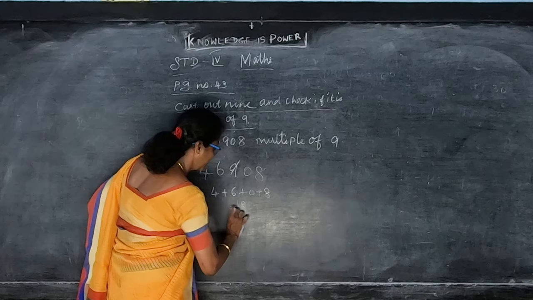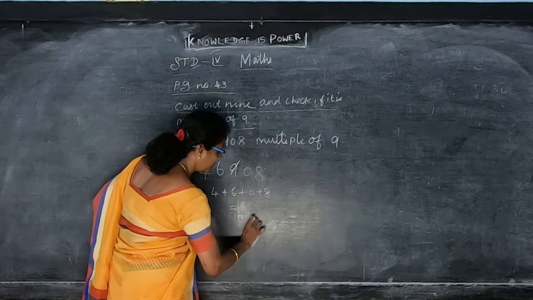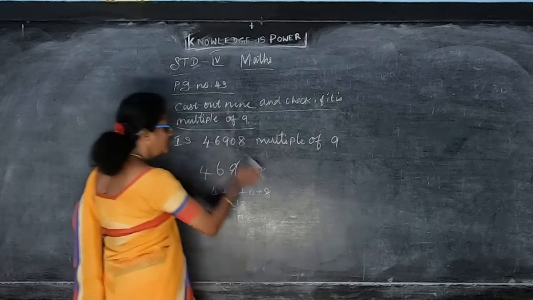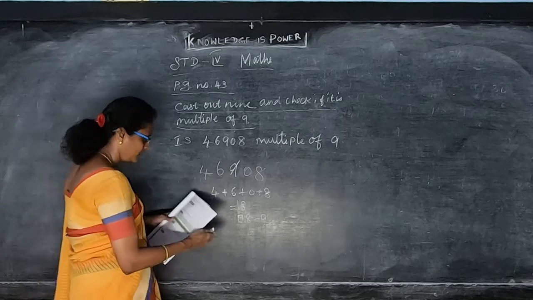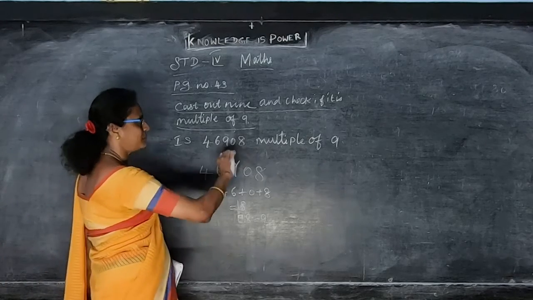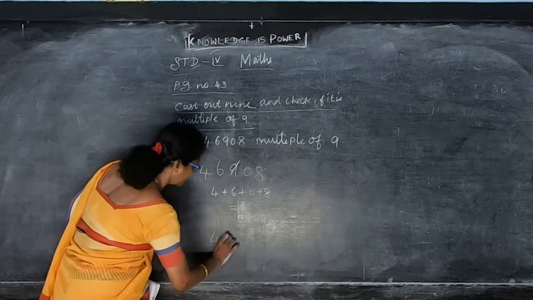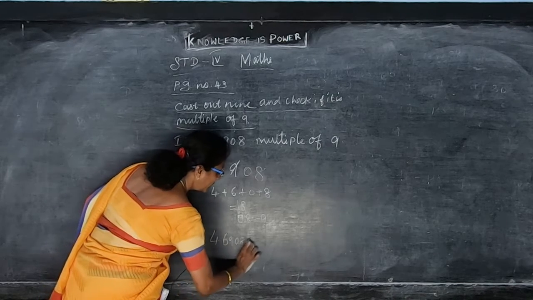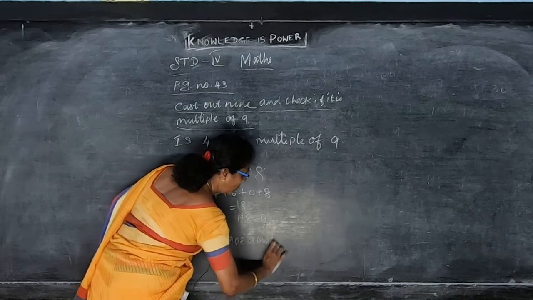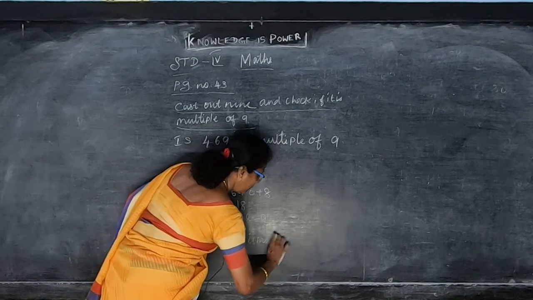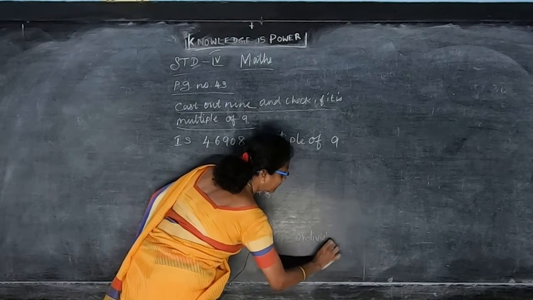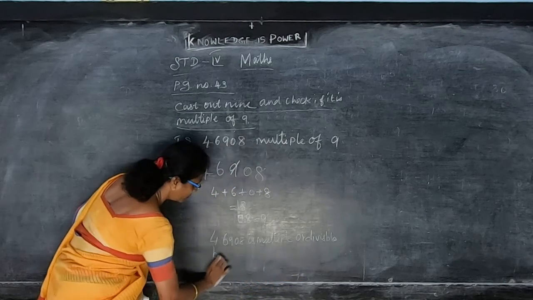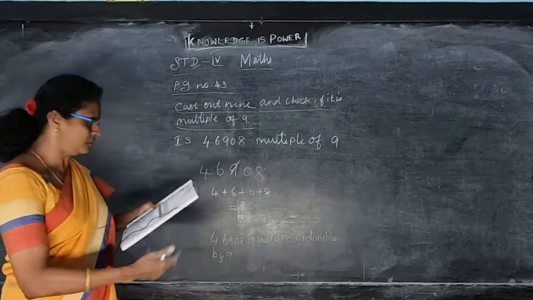This is equal to 18. So again, 1 + 8 is equal to 9. So this number is a multiple of 9, or divisible by 9. So this number 46908 is a multiple of 9, or divisible by 9. Okay, like this you have to do.